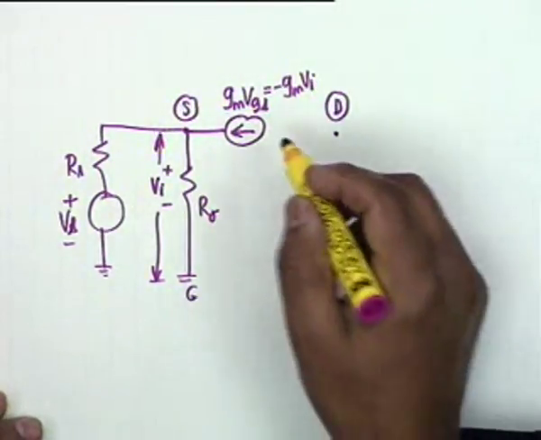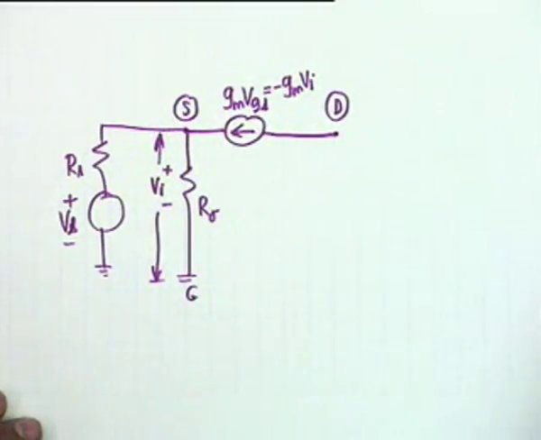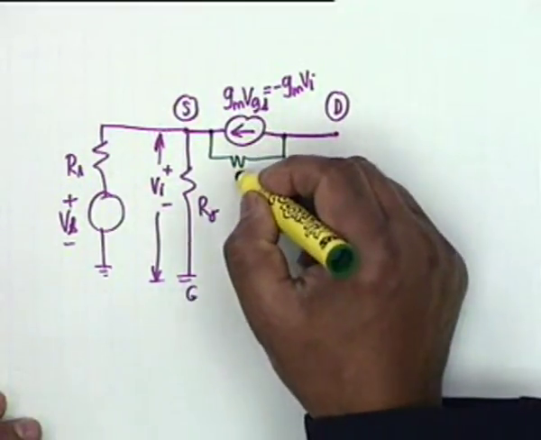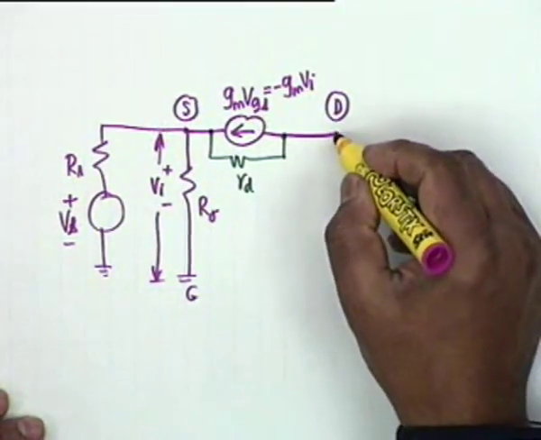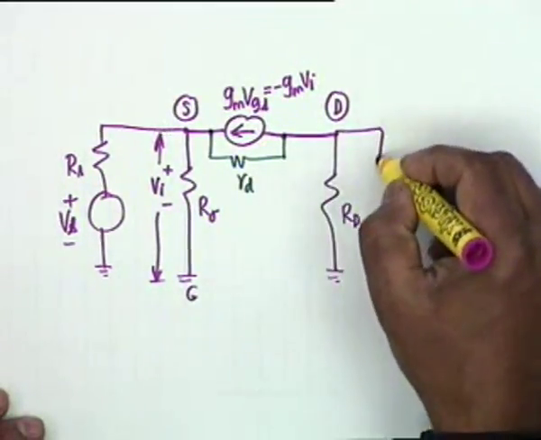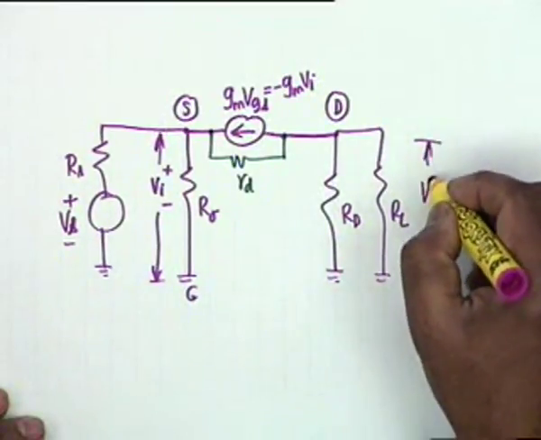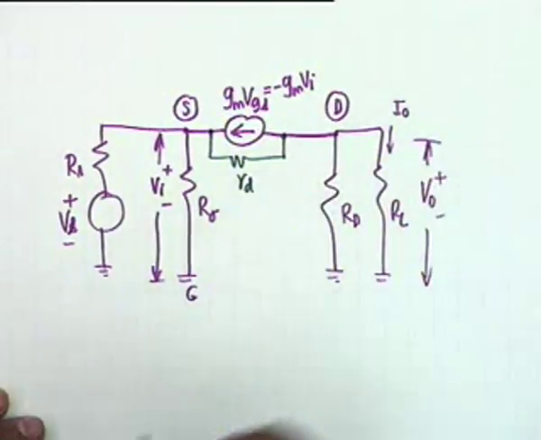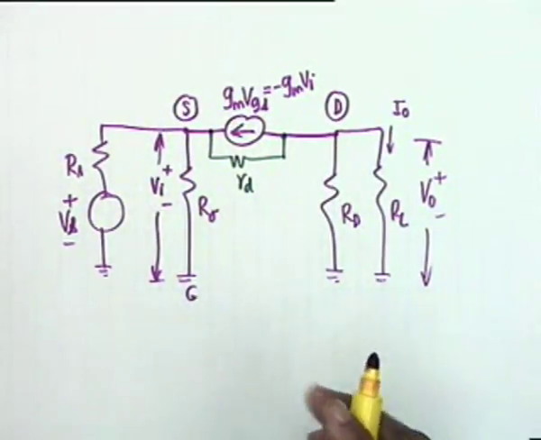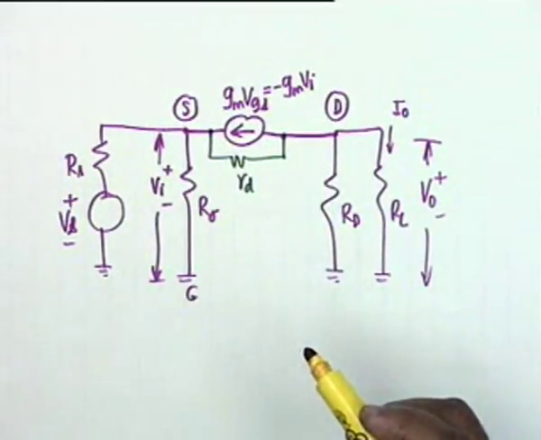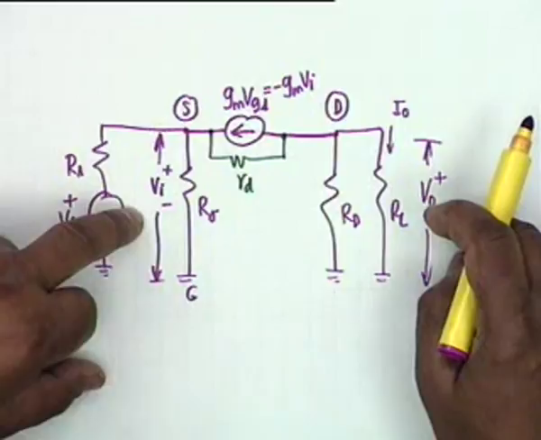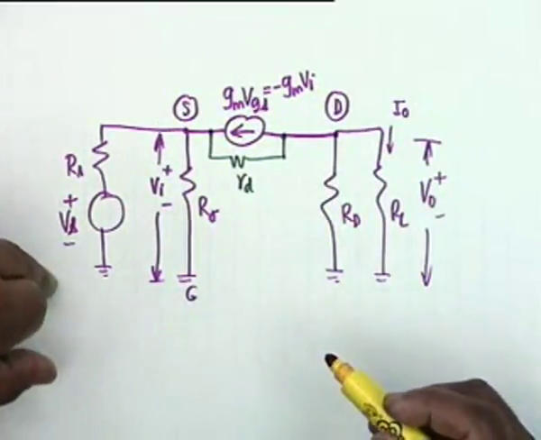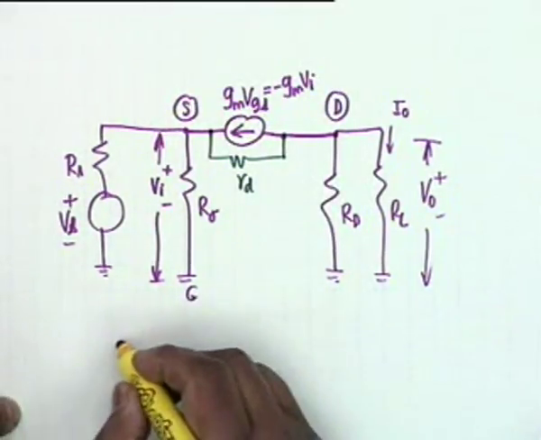This is a simplification occurring immediately. And then you have this inevitable nuisance of small rd, the dynamic drain resistance. And from here you have the capital RD and capital RL. This is V0 and this is I0. Okay. The things are not too bad as far as the equivalent circuit is concerned, because there are only two nodes. Not only that, since we are finding out the gain, gain is a relationship between V0 and Vi. You can write the node equation at D in terms of Vi and V0, nothing else.